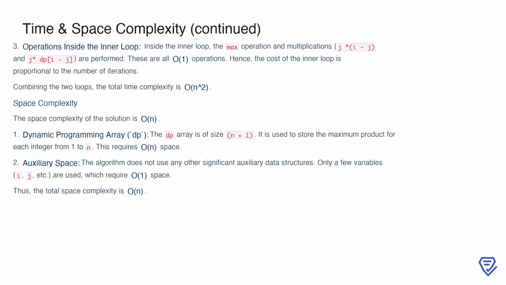Now, moving on to space complexity, the solution uses a dynamic programming array dp of size n plus 1. This array stores the maximum product for integers from 1 to n, requiring O(n) space. Beyond the dp array, the algorithm uses only a few auxiliary variables like i and j, which take constant space, or O(1). As a result, the overall space complexity is determined by the dp array, making it O(n).